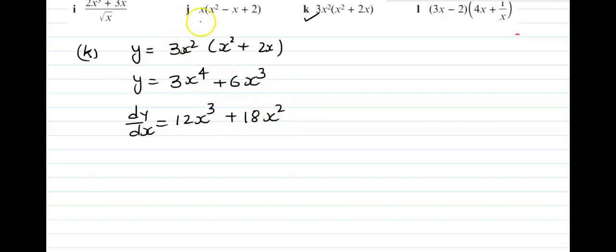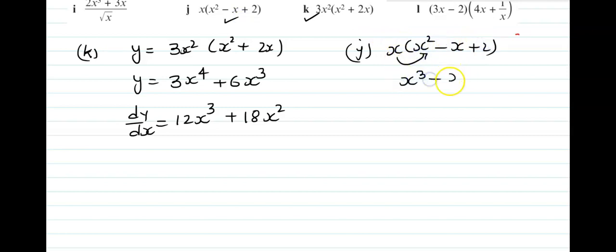Similarly, if we are doing the j part, it is x square minus x plus 2. If you multiply, it will be x cube minus x square plus 2x, and suppose this is equal to y.